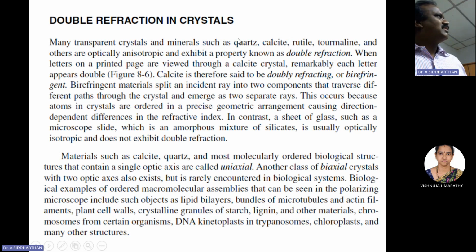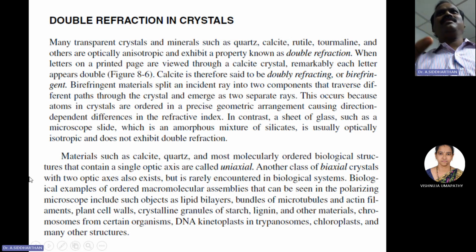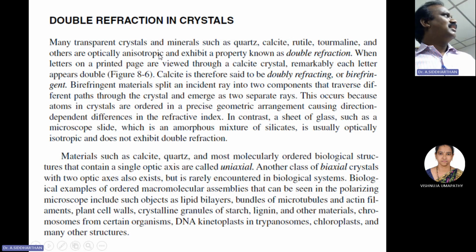Some systems like quartz, calcite, rutile, tourmaline, and others are optically anisotropic and exhibit a property known as double refraction. Optical anisotropic means the property is not the same in all directions. Isotropy means the same in all directions. So in certain crystal structures, the optic property is not the same in all directions. That is called anisotropic crystals. Those anisotropic crystals will exhibit double refraction.